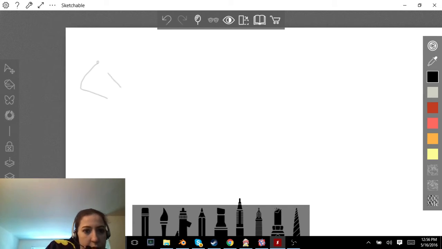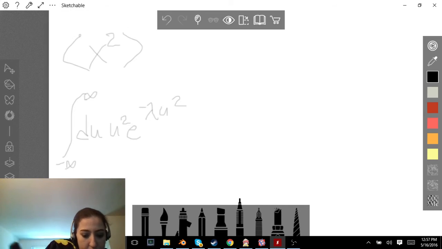And the first integral is just, this guy from negative infinity to positive infinity, u squared e to the negative lambda u squared. So that's an even function. This is something you can find from an integral table. And this one is going to equal 1 over 2 lambda.